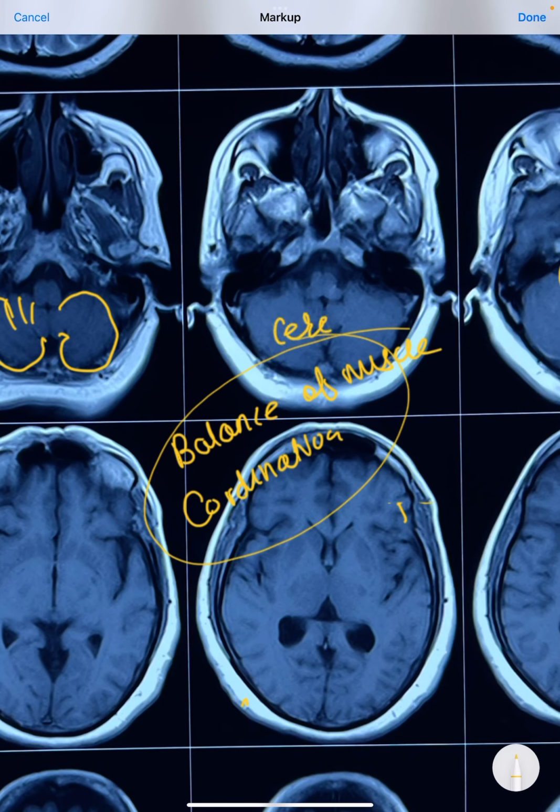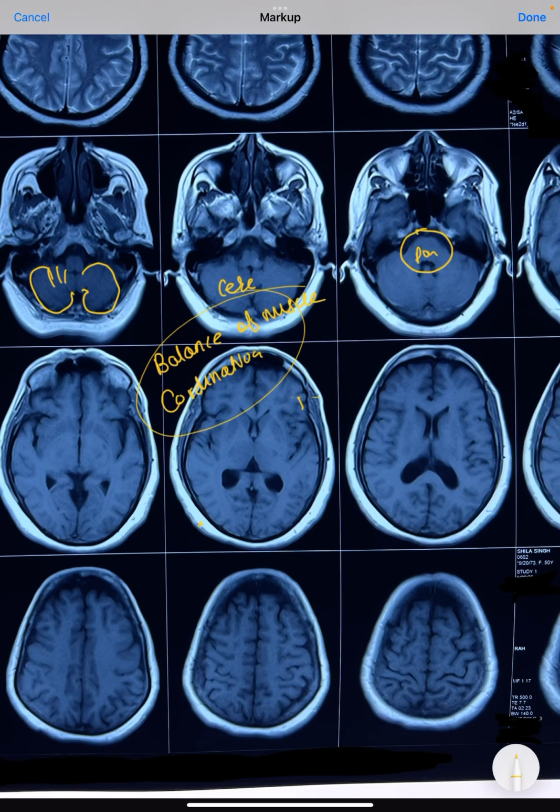Just imagine a footballer or a famous cricketer who is playing very beautifully. They play so many beautiful shots. They use so many muscles of the body. There we need perfect balance of all these muscles, then only this is possible. So this balance and coordination of muscle activities is done by the cerebellum.